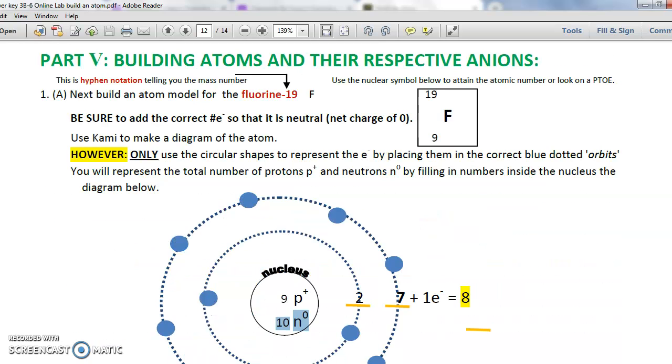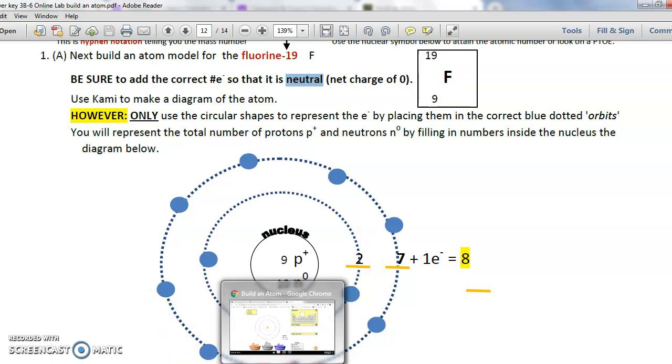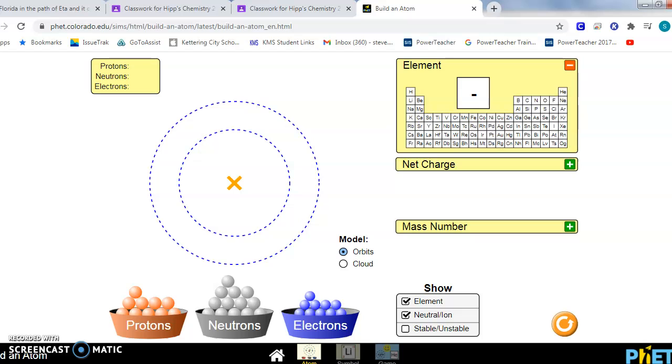When this atom starts out, if it has an atomic number of 9, that means it has 9 positive things. The atom must start out neutral. So we need 9 negative things. So we put the first 2 negative things on the first level. That would leave us 7 for the second level. 1, 2, 3, 4, 5, 6, 7. Now, let's take a look at what this would look like on our atom builder.